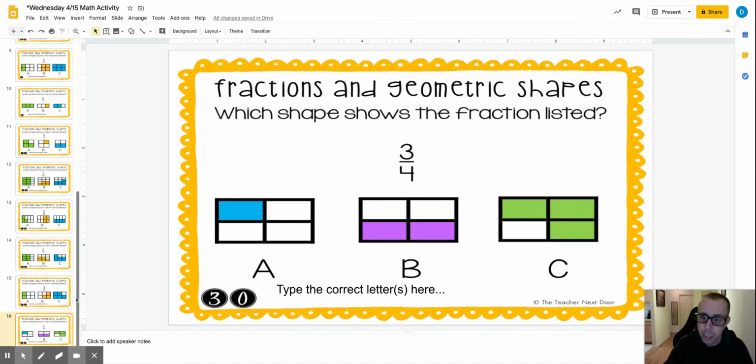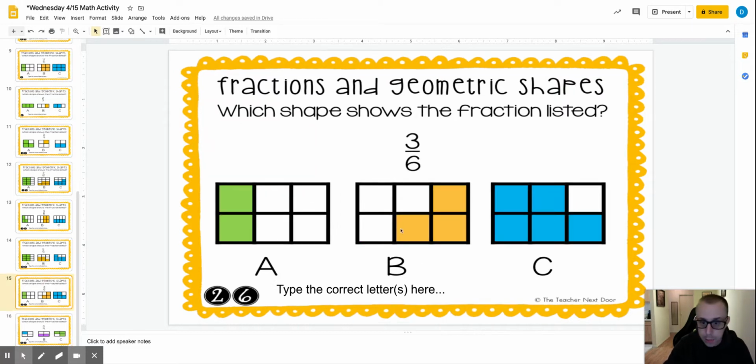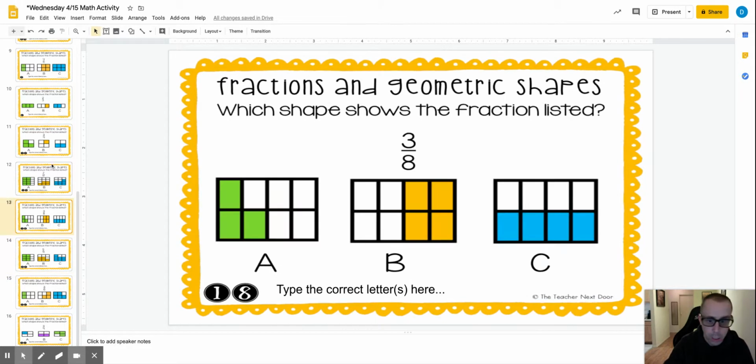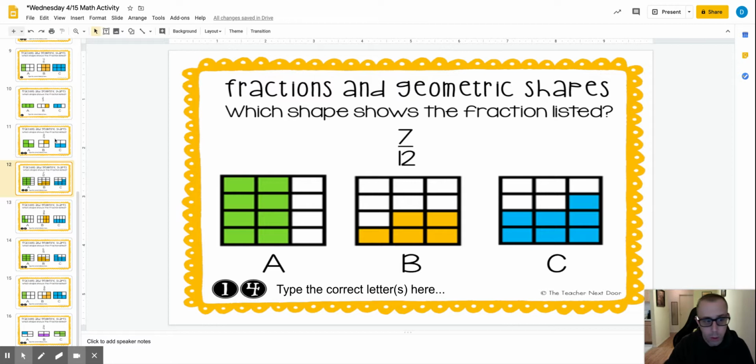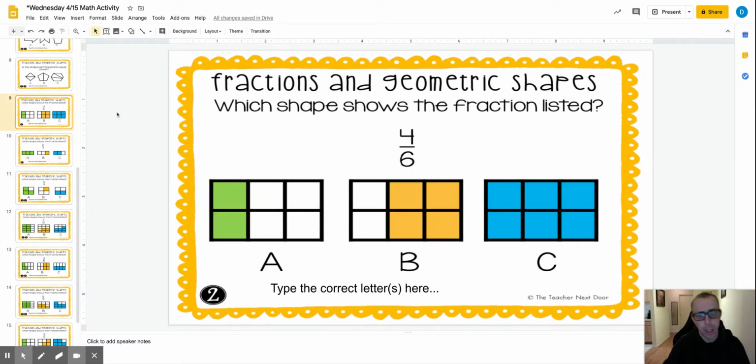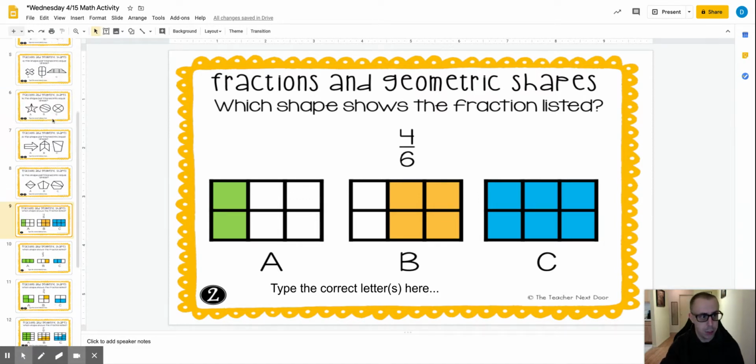So we are just identifying the shapes that have the numerator shaded and the denominator is the total number. As you can see, these all have 4, these all have 6, these all have 9, these all have 8, and these all have 12. So the denominator is pretty much given to you in each one. You're looking for the shape that has the numerator, the number on the top, N for north, shaded.